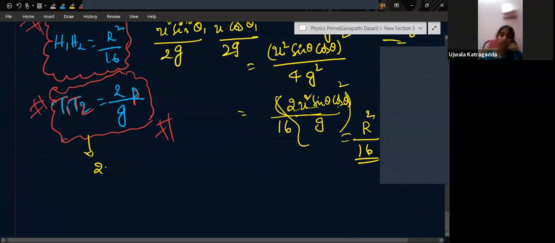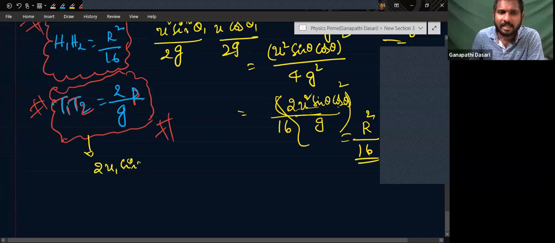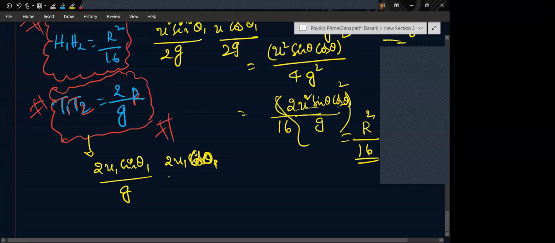T1 is 2u sine theta 1 by g, into T2, which is 2u sine theta 2 by g. That is, sine theta 2 is nothing but cos theta 1.